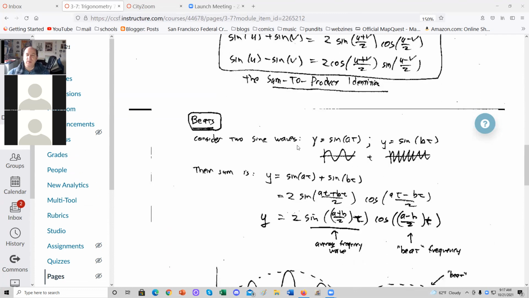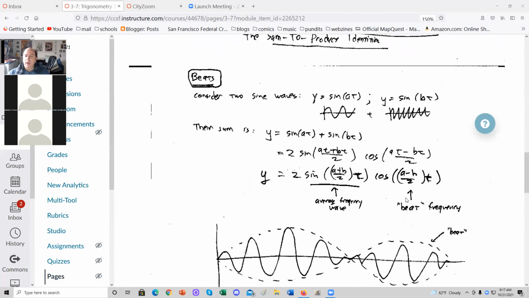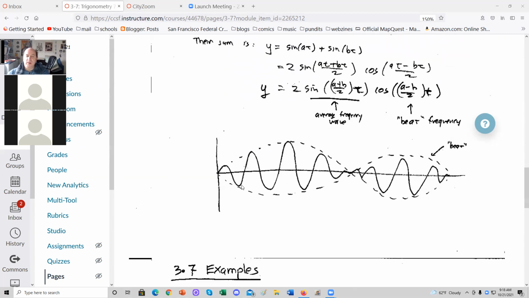So imagine two sine waves, sound waves basically, one with sine of alpha t, sine of beta t, of at and bt. Okay, so they're two waves with different frequencies. So we add them up, use the sum to product formula, and get twice sine of the average, (a plus b) over 2 t, cosine of (a minus b) over 2 t. This is the average frequency, and this is the beat frequency. You get a sum that looks like a wave that looks like this.